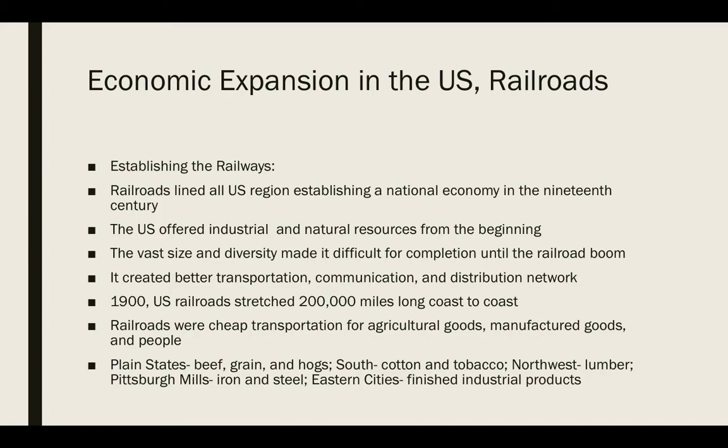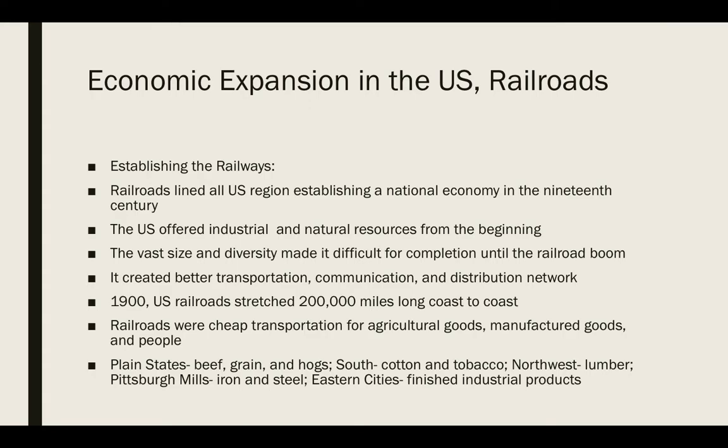So economic expansion in the U.S. was really dependent on the railroads, which you'll see through the next 3 slides. So to establish the railways, it established the national economy in the 19th century for the U.S. And the U.S. offered industrial and natural resources from the beginning, but because of the vast size and diversity of the nation, it made it difficult for completion until the railroad boom. It created for better transportation, communication, and a distribution network.